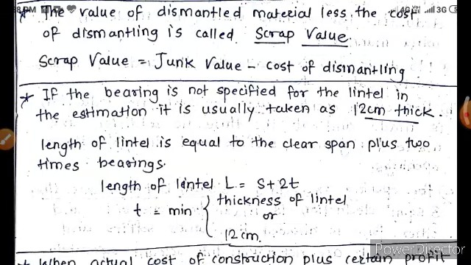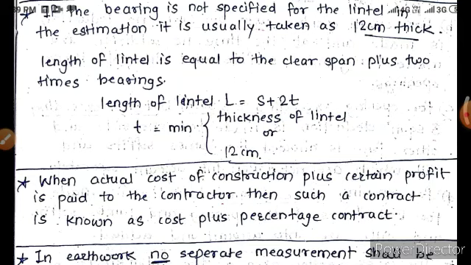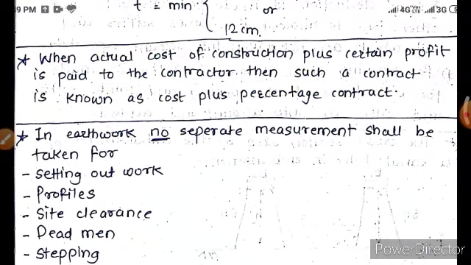If the bearing is not specified for the lintel in the estimation, it is usually taken as 12 cm thick. The length of lintel is equal to clear span plus 2 times the bearings. The length of lintel will be equal to S plus 2 times the bearing, means 2T. So the T should be the minimum of thickness of lintel or 12 cm. When the actual cost of construction plus a certain profit is paid to the contractor, then such a contract is known as cost plus percentage contract.